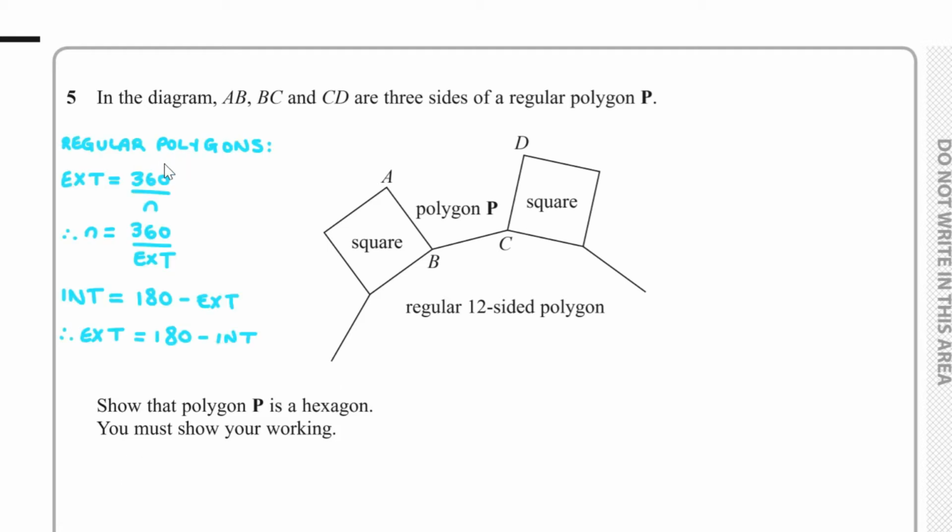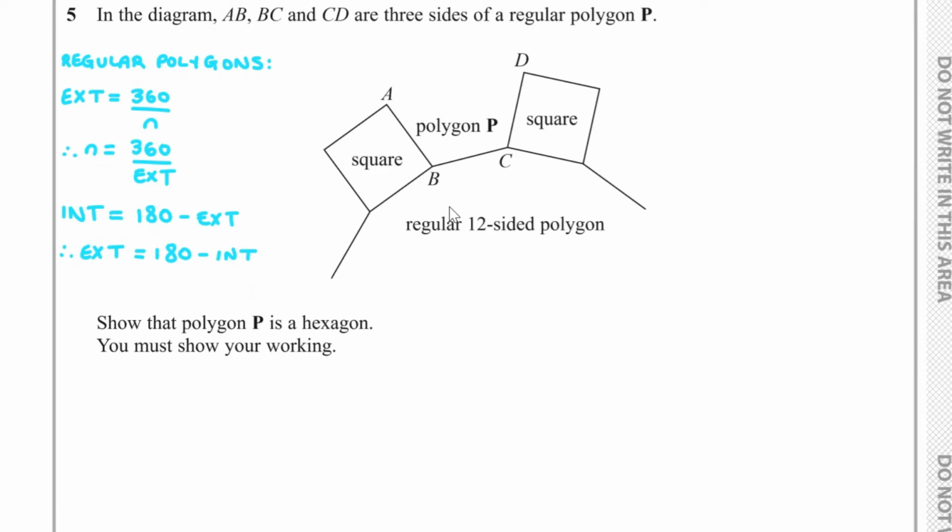Well, for regular polygons, the exterior angle is equal to 360 divided by the number of sides n, and therefore the number of sides is equal to 360 divided by the exterior angle. The interior angle is equal to 180 minus the exterior angle, and therefore the exterior angle is also equal to 180 minus the interior angle. So we will use this information to help us find out the number of sides polygon P has, and if we get 6, of course, we can conclude that P is a hexagon.